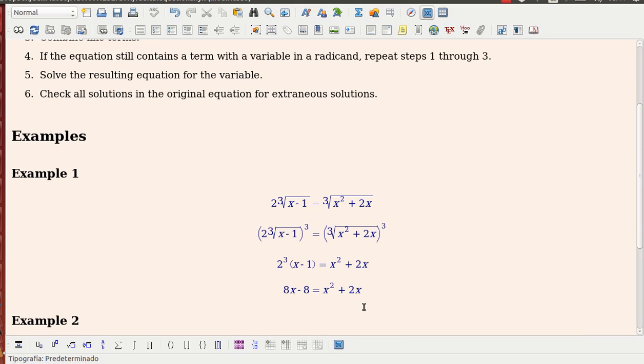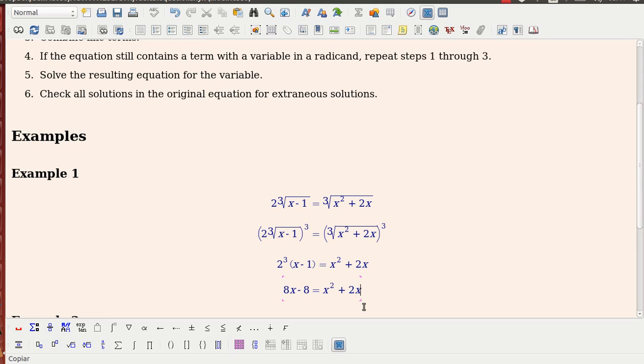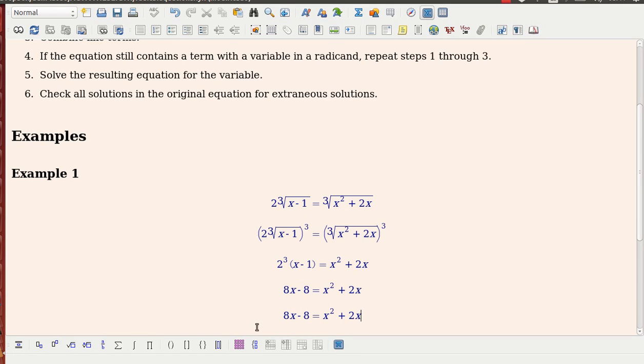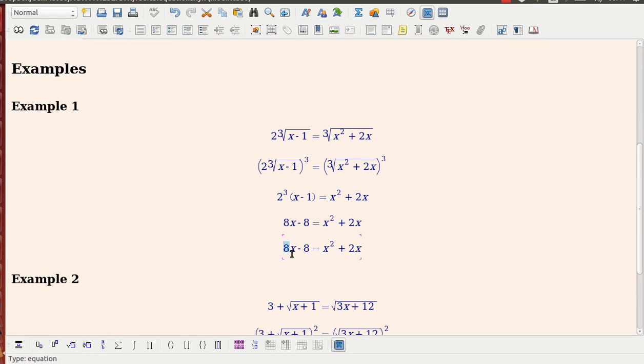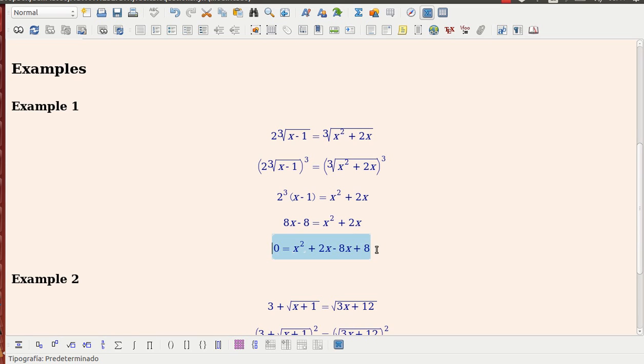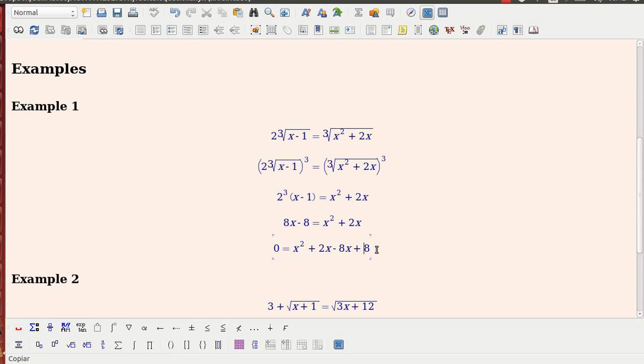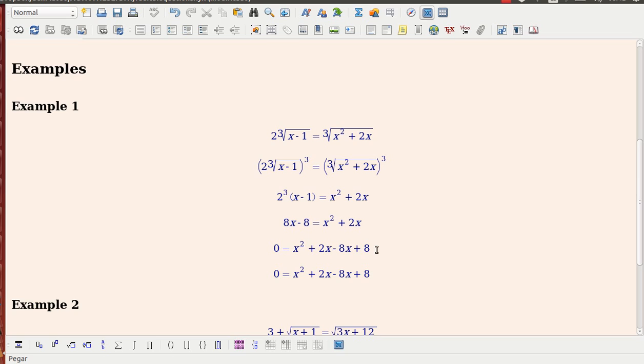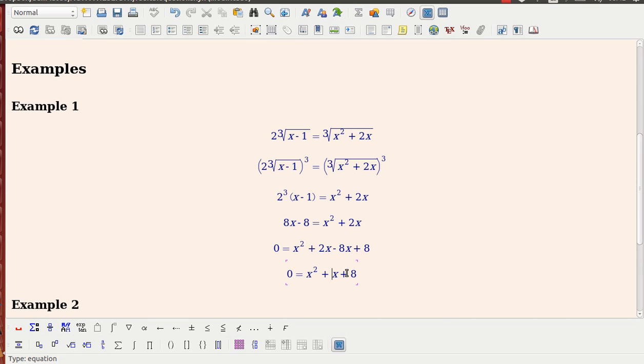We have to continue combining like terms. I'm going to subtract 8x and add 8, and simplify. 2x minus 8x is minus 6x. Now we can go to the next step.